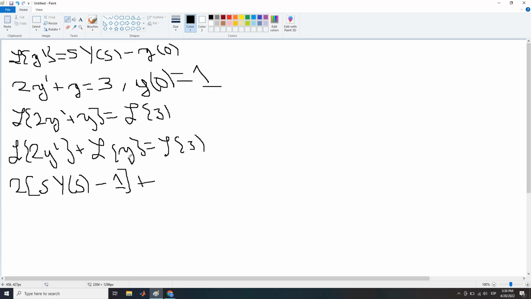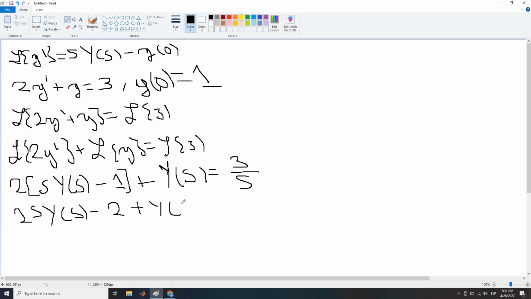Then plus the Laplace transform of a function. Here we don't have any derivative, so it is just the Laplace transform. And this is equal to the Laplace transform of 3. And if you remember, the Laplace transform of a constant is equal to the constant over s. And now we just have to simplify this. It will be equal to 2s y of s minus 2 plus y of s equals 3 over s.